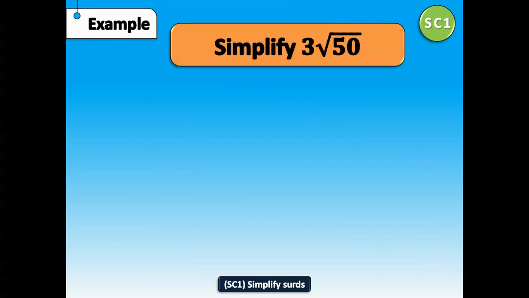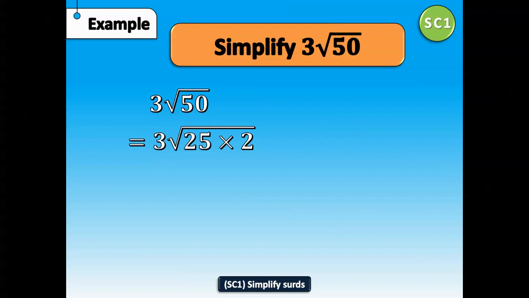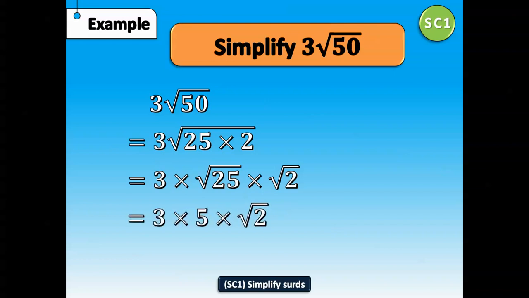This time we want to simplify 3 root 50. So this means 3 times root 50. So if we think about a square number that goes into 50, so 25, so root 50 can be rewritten as root 25 times 2, which we can rewrite as 3 times root 25 times root 2. Now we know the square root of 25 is 5, and 3 times 5 is 15. So our answer is 15 root 2.